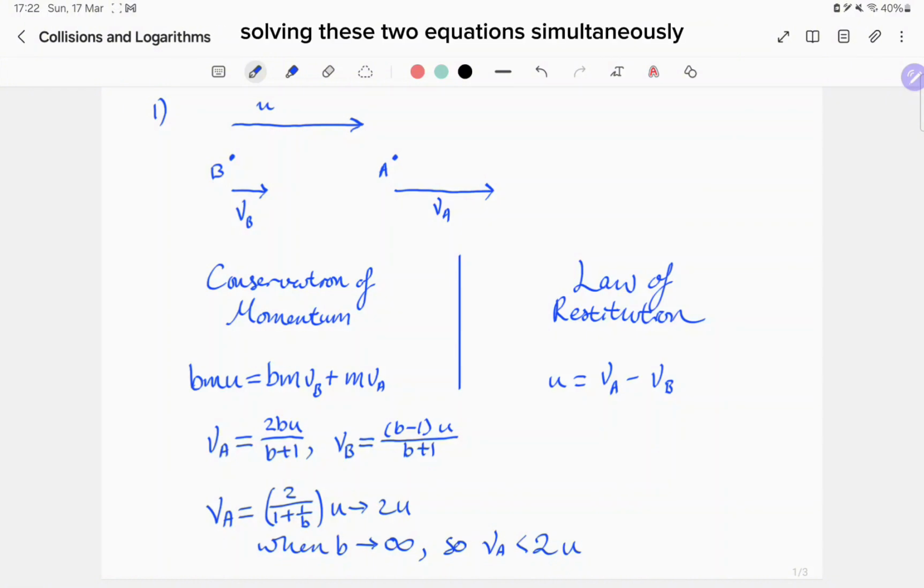Solving these two equations simultaneously, we have va equals 2bu over b plus 1, and vb equals b minus 1 all multiplied by u all over b plus 1. We therefore have va equals 2 over 1 plus 1 over b, all multiplied by u, which we wish to tend towards 2u. This only happens when b tends towards infinity, and so va is less than 2u.